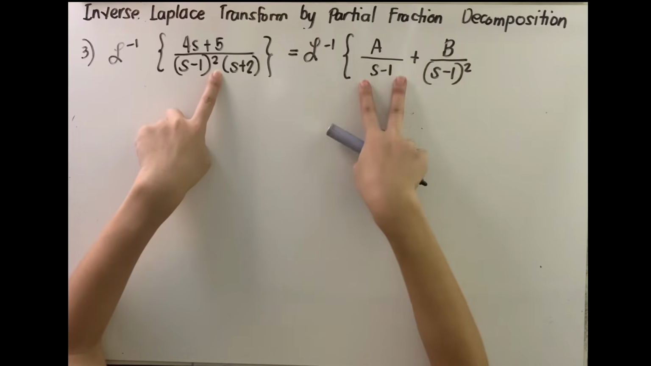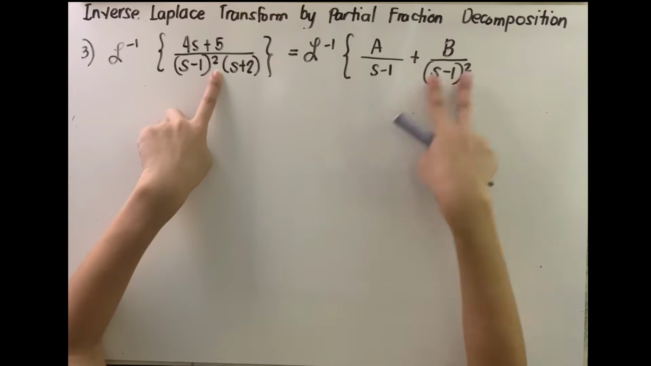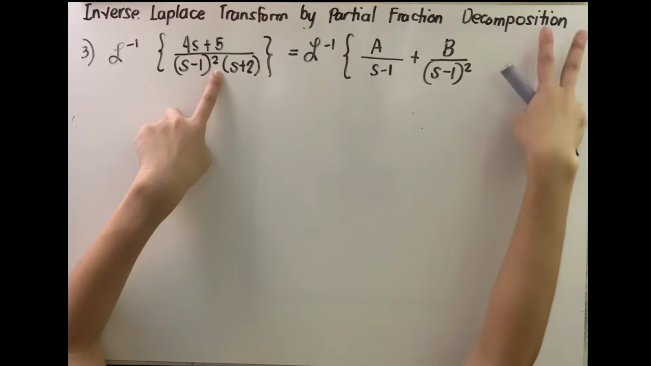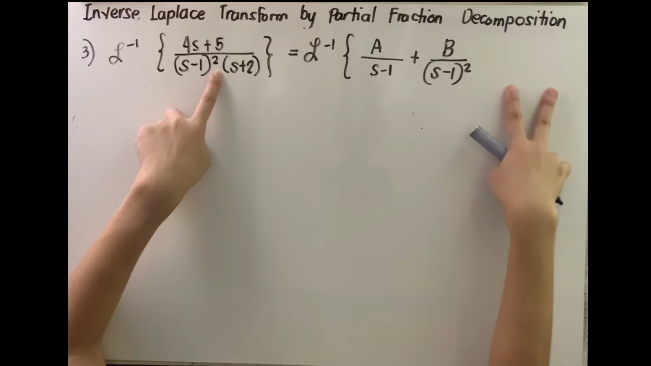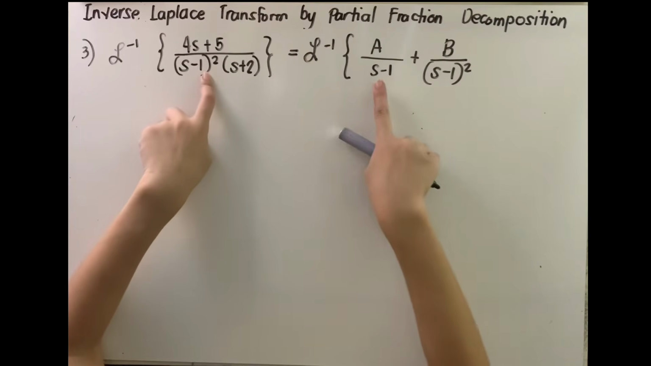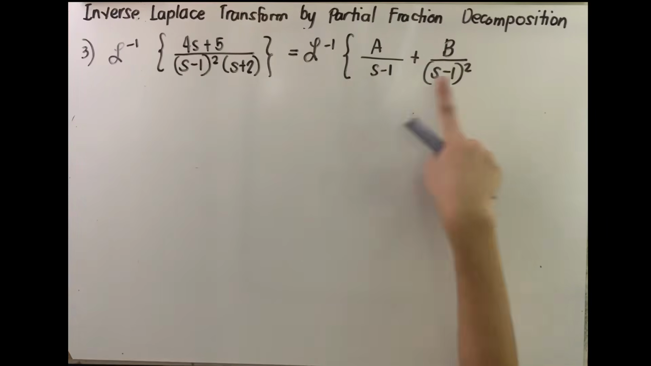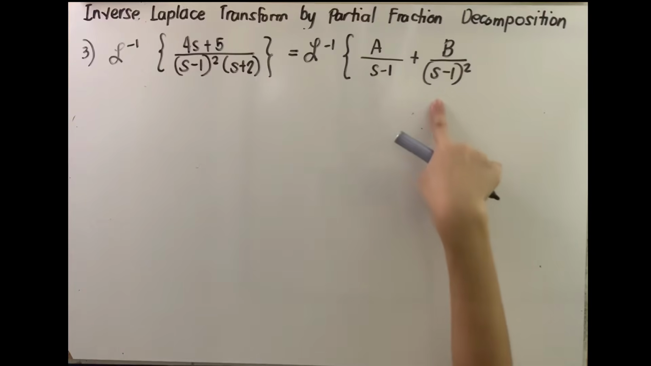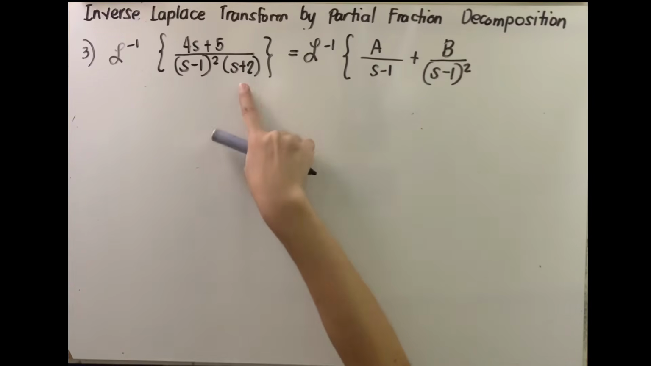A over S minus 1, B all over S minus 1 squared, C over S minus 1 cubed, D all over S minus 1 to the 4th. Hanggang maabot mo yung degree ng given. Or yung number of repetitions ng given. So, mangyayari yung denominator mo dito, increasing siya. Okay? From S minus 1 to S minus 1 squared. And after that, do not forget, you still have one more linear factor.